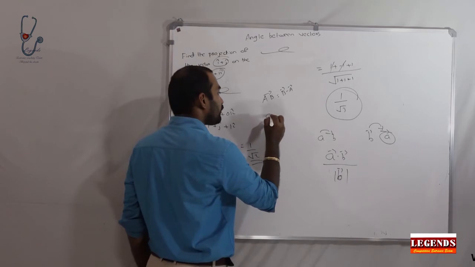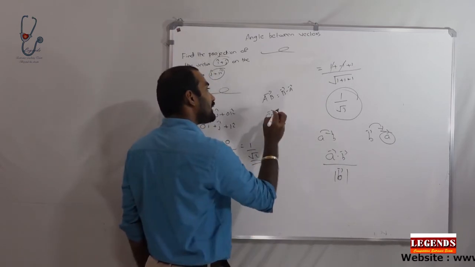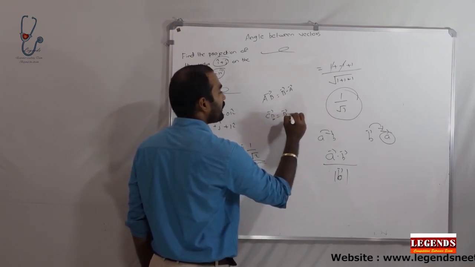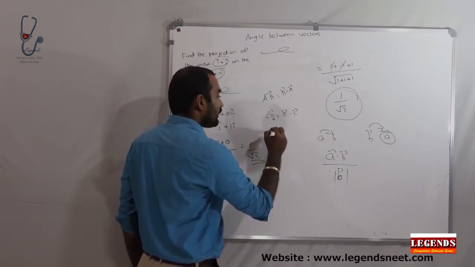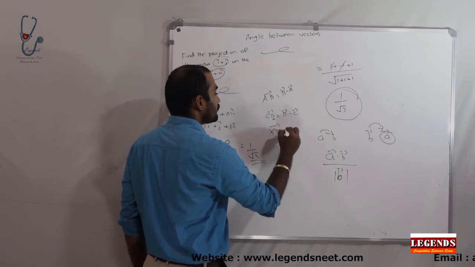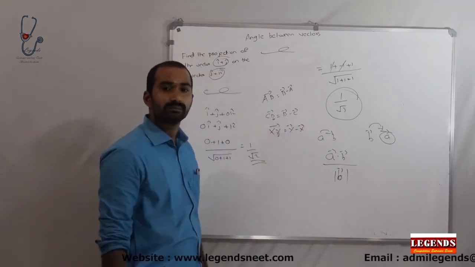In this way we can find the CD vector. How can we find the CD vector? The same procedure: second vector minus first vector, that is D vector minus C vector. Next, how can we find the XY vector? Second vector minus first vector.